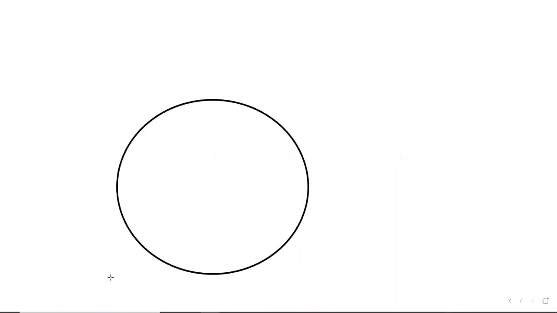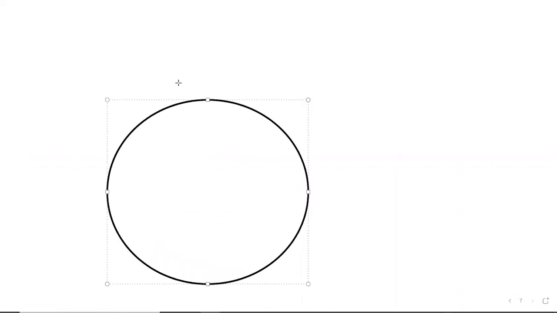Number 6. If the straight line y equals 2 touches the circle M, whose center is (6, 9). Let's draw it. The center here is (6, 9). This is the center. And the line y equals 2 touches the circle. This is the line y equals 2.